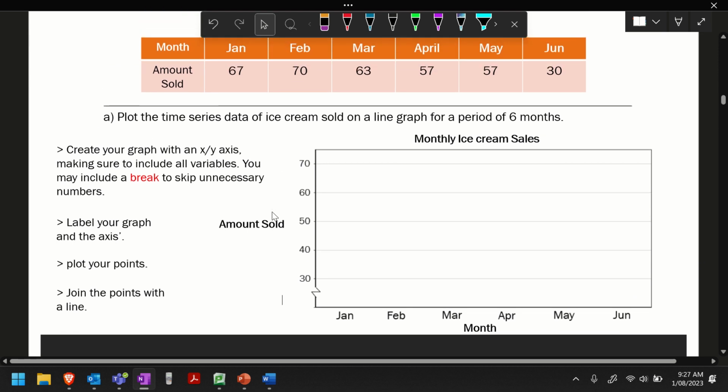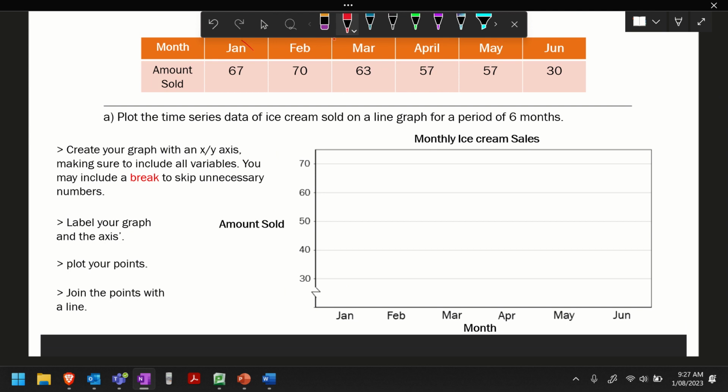Now we'll plot the points. So for example, the first one here in January, you have 67. So just put a dot on 67, which is, I think, about there. Okay, next one, February, 70. So put a dot right on 70. March has 63, so it should be less than 67, so it's about here. April had 57, so that's about here. May also had 57, so they should be in line with one another. And then June had 30.